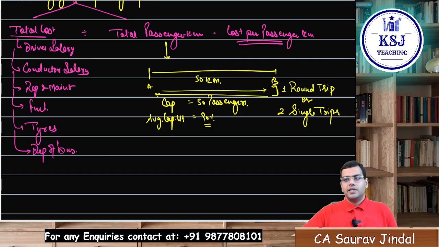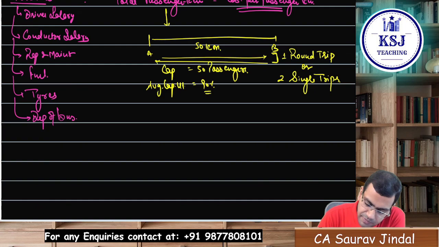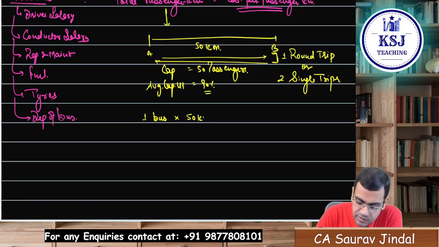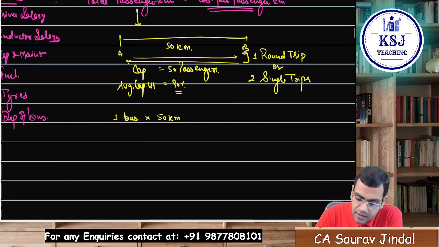How will you calculate the passenger kilometers in this particular case? What is the number of buses? One bus. What is the distance between the two stations? That is 50 kilometers. And in one day there are two single trips.